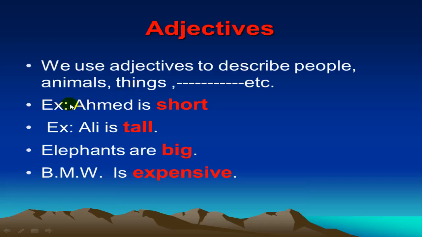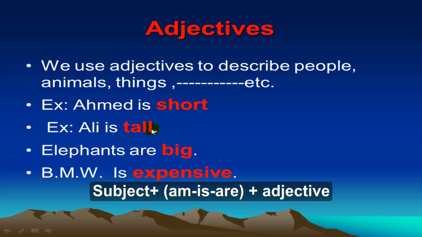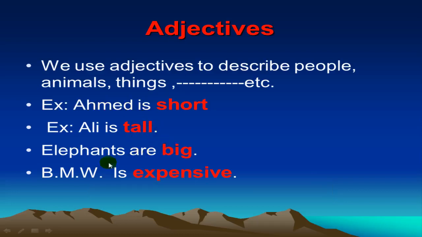Example: Ahmed is short. Ali is tall. Elephants are big. BMW is expensive. So, how can we make a sentence with an adjective? You have here is, are. So you have subject, is, are, plus adjective.